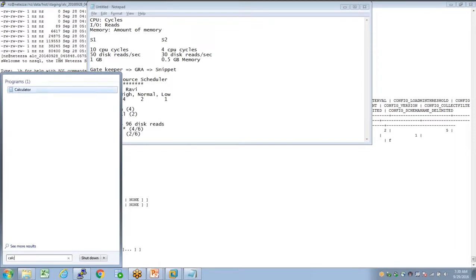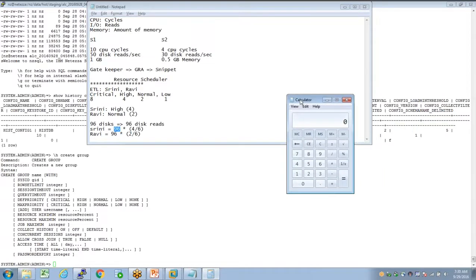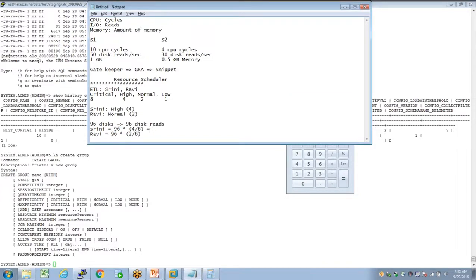So we calculate that. 64 and 32. Right, at every second, at every movement, it's not even a second, Srini will get 64 disk reads, but Ravi gets only 32. But see, both are from the same group, the ETL group.